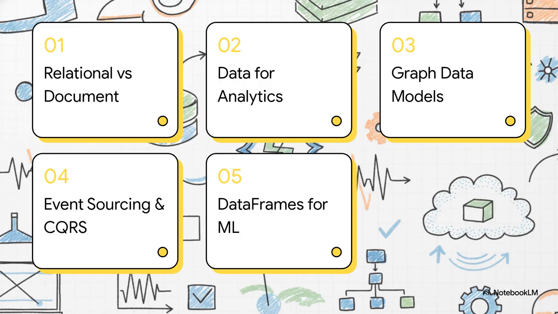Here is our roadmap for today. 1. Relational versus document models. 2. Structuring data for analytics. 3. Navigating graph data models. 4. Event sourcing and CQRS. And 5. Data frames for machine learning.